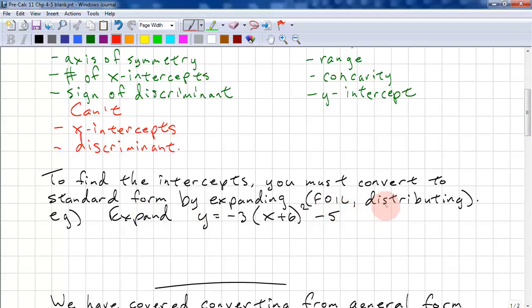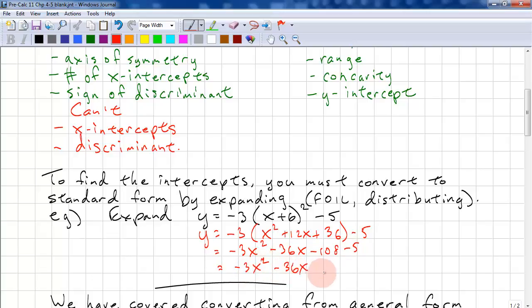So foiling and distributing. Here we'd have to expand this. y equals -3. Foil this, we get x squared plus 12x plus 36. And we have -3x squared minus 36x minus 108 minus 5. And we can simplify this to -3x squared minus 36x minus 113. From here, we can use the quadratic formula to find the intercepts.